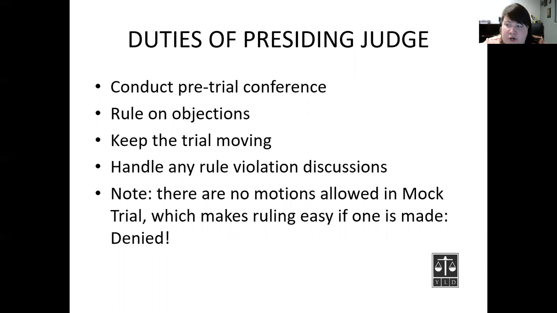It's also important to note that there are no motions allowed in mock trials. So if you happen to get somebody who's really eager and makes a motion for directed verdict or something like that, your ruling is quite easy. It's denied.